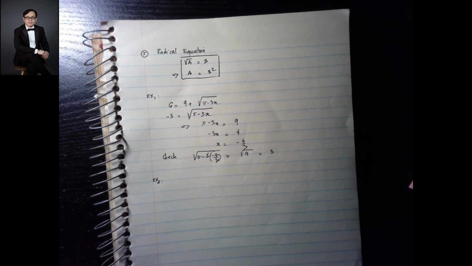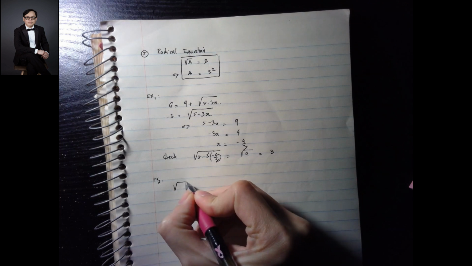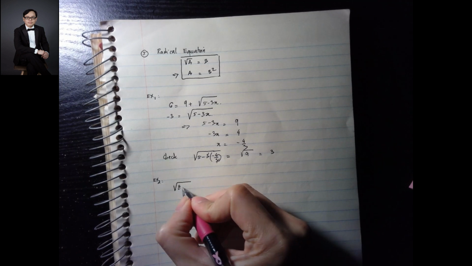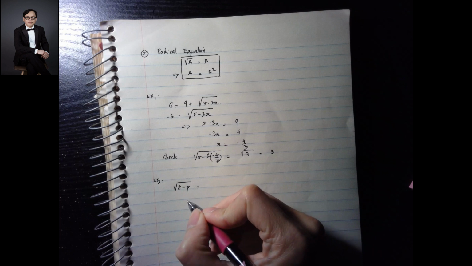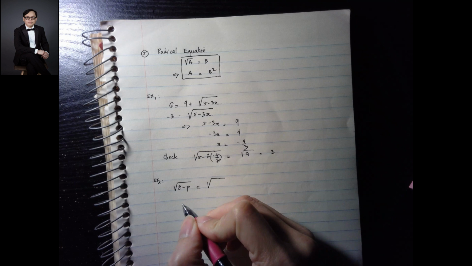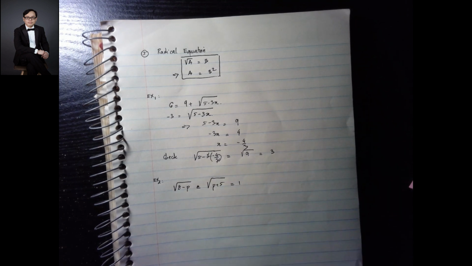Okay, let me do another example that has two radicals. Let me see. Possibly number 70 right here: square root of 8 minus p, minus square root of p plus 5, equals 1.